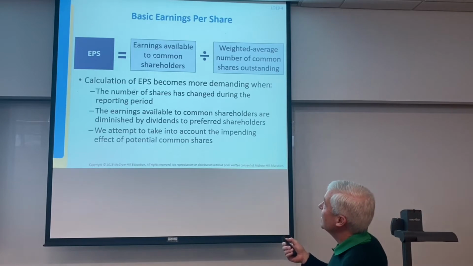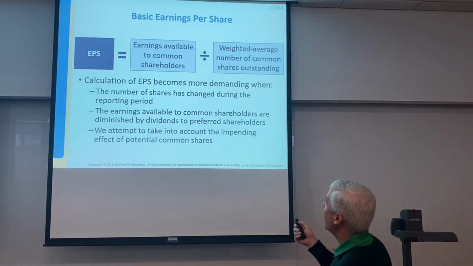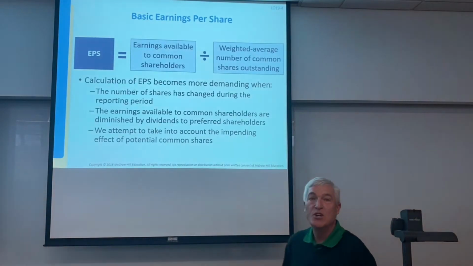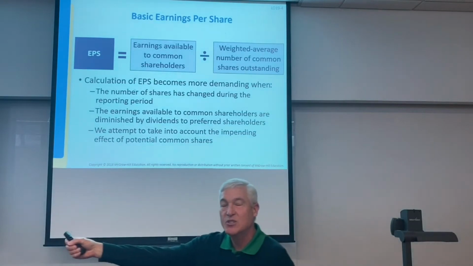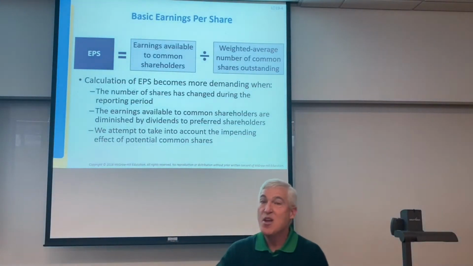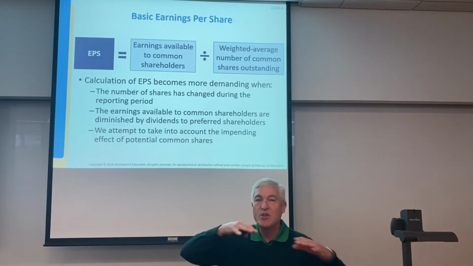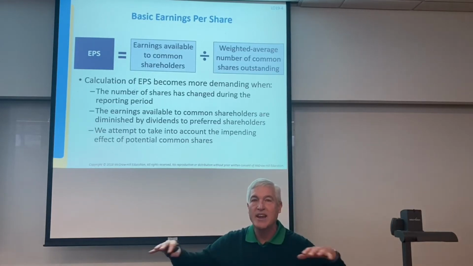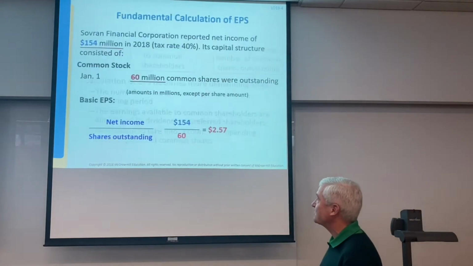So we have earnings available to common shareholders divided by the weighted average number of shares, right? We may issue more shares during the accounting period, and as we know, we may buy back shares. Companies are buying back a lot of shares. So we have to do a weighted average of the shares outstanding over the accounting period. That's one of the nuances that we'll look at.